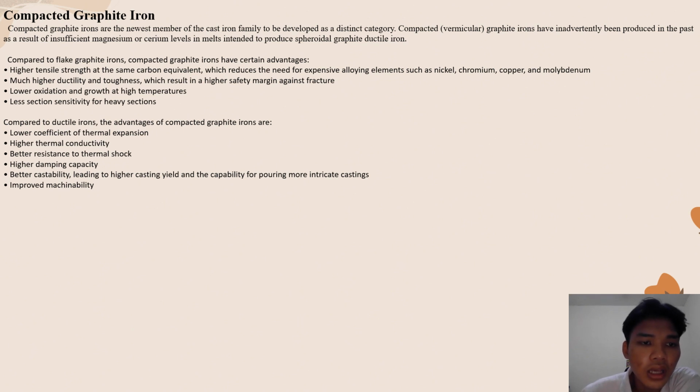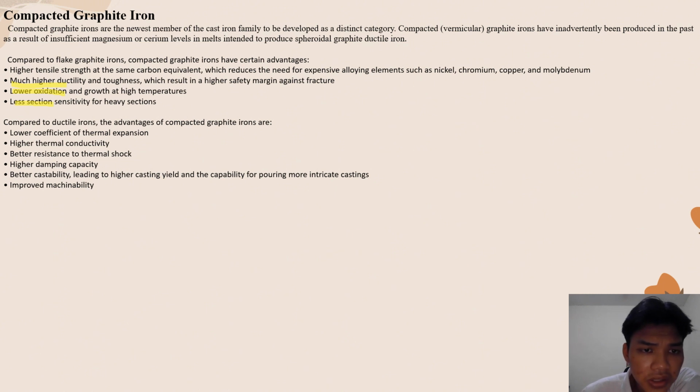One, higher tensile strength at the same carbon equivalent, which reduces the need for expensive alloying additions such as nickel, chromium, copper, and molybdenum. Two, much higher ductility and toughness, which result in a higher safety margin. Three, lower oxidation and growth at high temperature. Four, less section sensitivity in heavy sections.